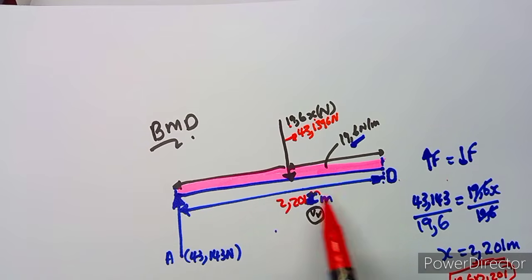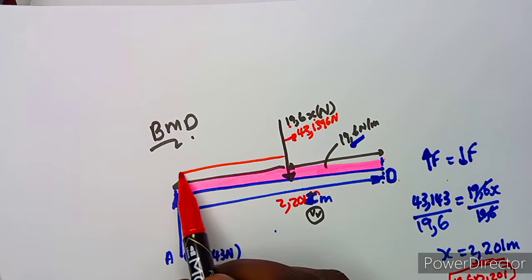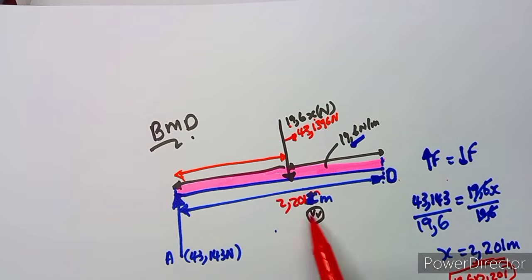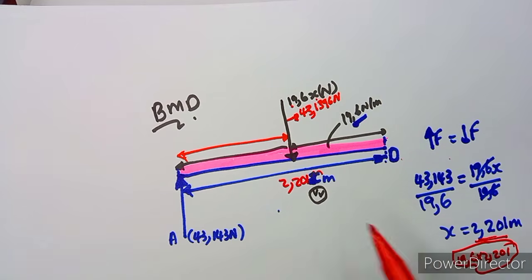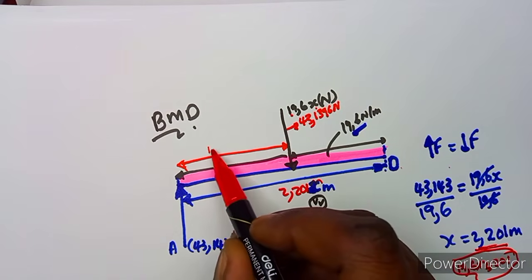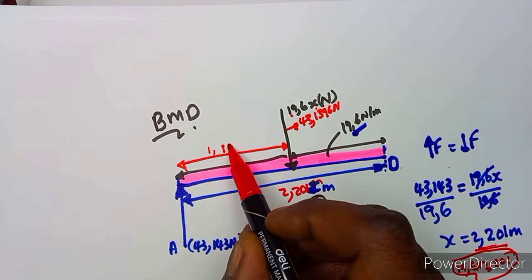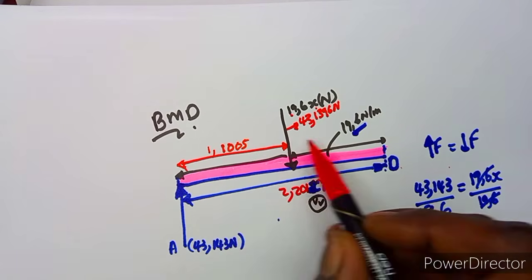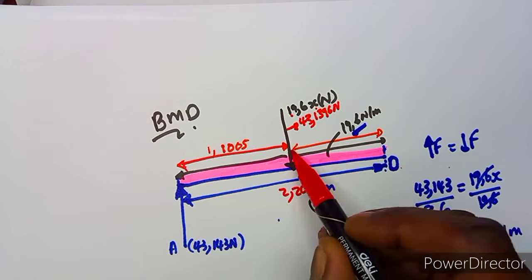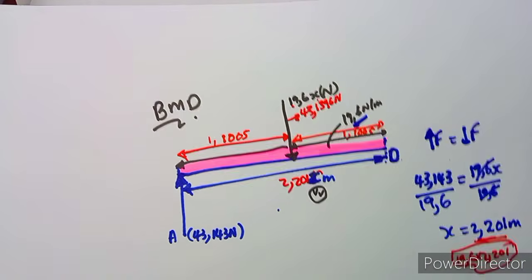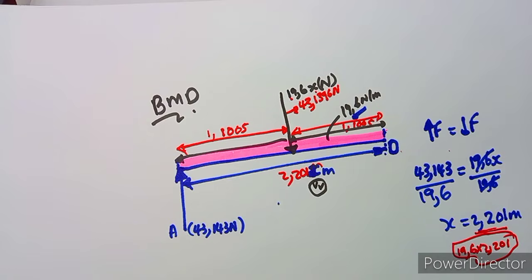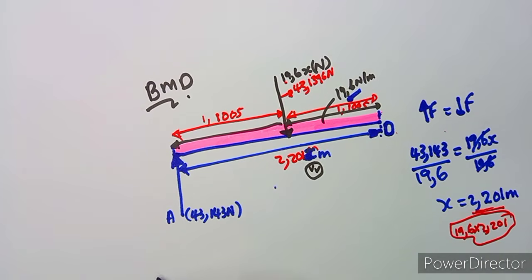And even this distance, because you're calculating the bending moments, you also need to know what the distance is here. So yes, you know that you're going to simply divide by 2, but if you divide by 2, what is that distance? It is going to be 1.1005, something like that. So using these values, you can actually have your bending moment now at D, which is going to be here.